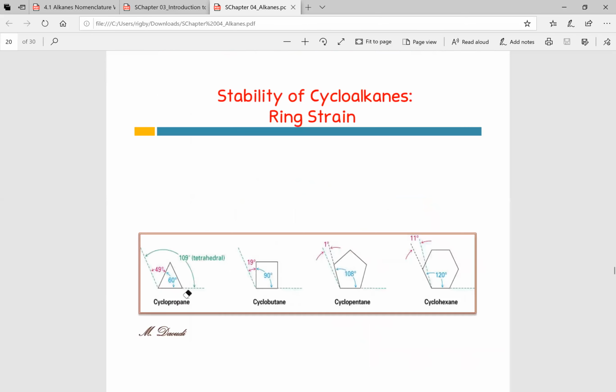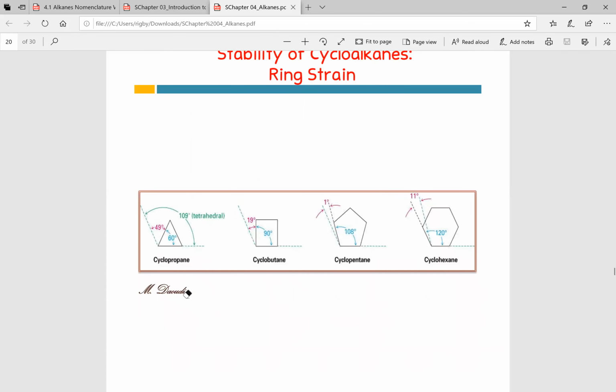So that's basically all you really need to know about those Newman projections. Just know how to draw them if you are given a molecule and carbon 1, carbon 2.